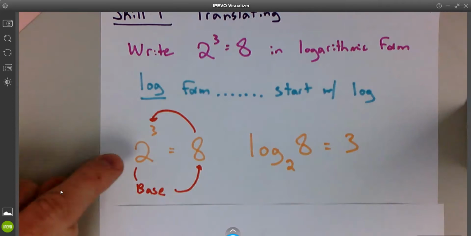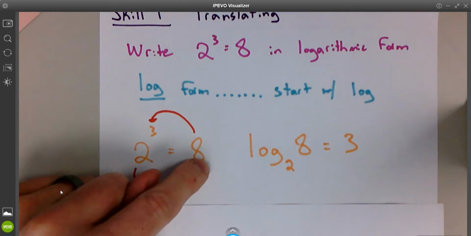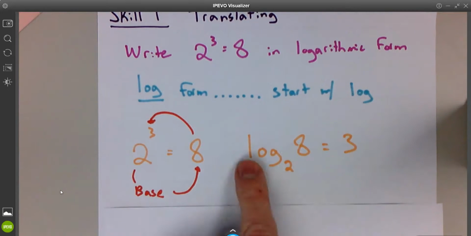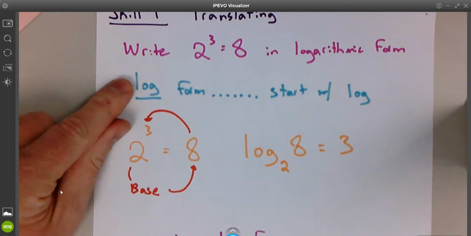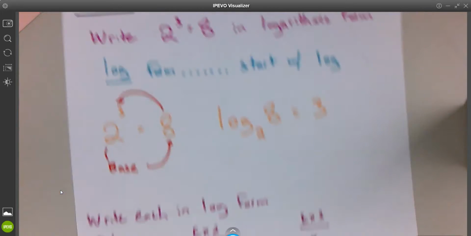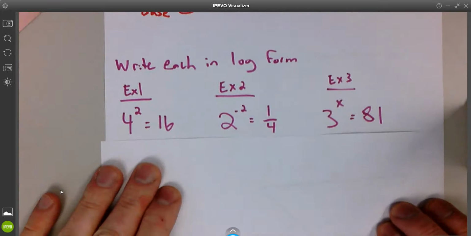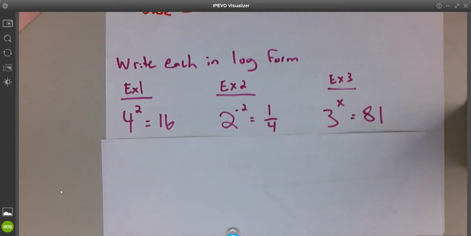And we go around our circle. Again, log base 2 of 8 is 3, and that's exactly what this says: log base 2 of 8 equals 3. Okay. Try each of these examples. Hit pause if you need to, and then we'll check on the answers. Write each of these in logarithmic form.